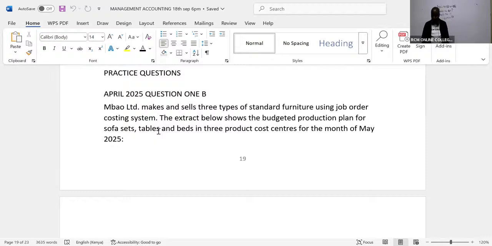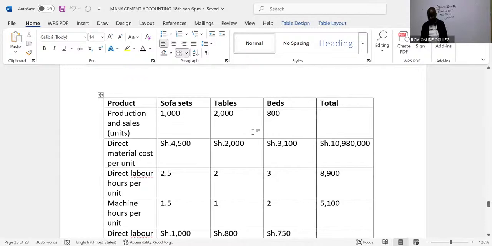But before I start even the introduction, there is a very good questionnaire that connects ABC to this traditional method. So I read it. We are told Mbao Limited makes and sells 3 types of standard furniture using job order costing system. The extract below shows the budgeted production plan for sofa sets, tables, and beds in 3 production cost centers for the month of May 2025. So I can see production and sales. Sofa set, I'm planning to sell 1,000, tables 2,000, beds 800.